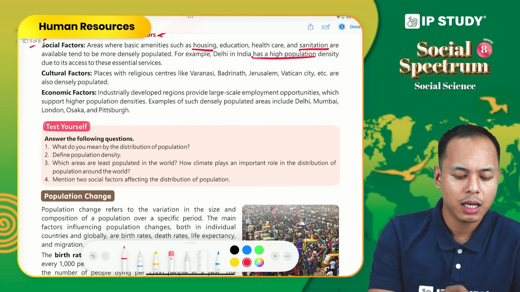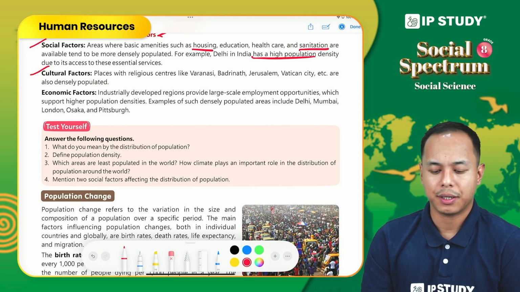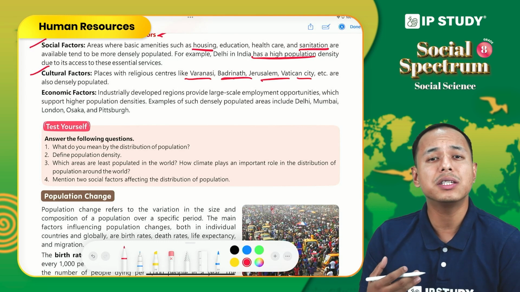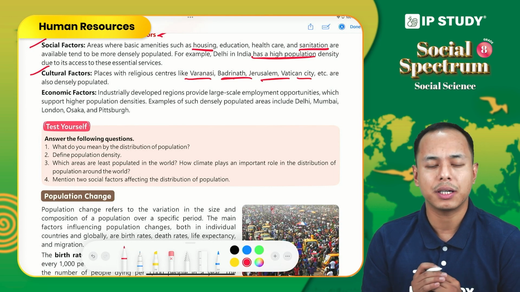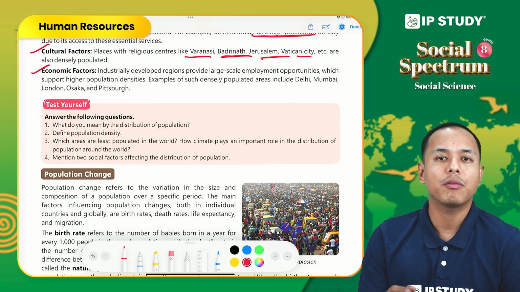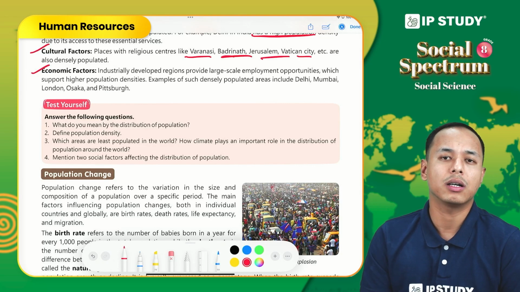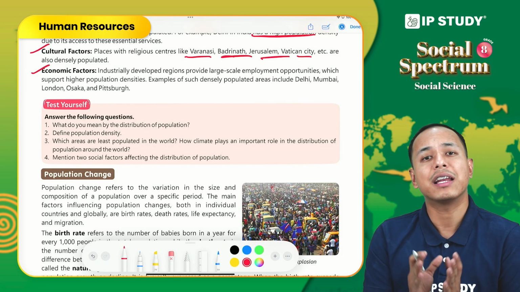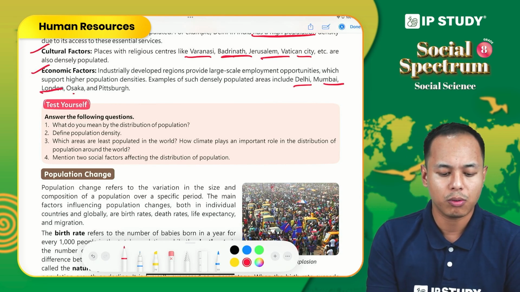Second, cultural factors. Places with religious importance are also densely populated. Varanasi, Badrinath, Jerusalem, Vatican City, because they carry some religious significance and the sentiments of people are connected with these places. So, people tend to live in these places. Economic factors. Regions where economic development is going on, or that are economically well developed, people tend to live in those regions because of job opportunities, financial benefits and many other facilities also. Example, Delhi, Mumbai, London, Osaka and Pittsburgh.